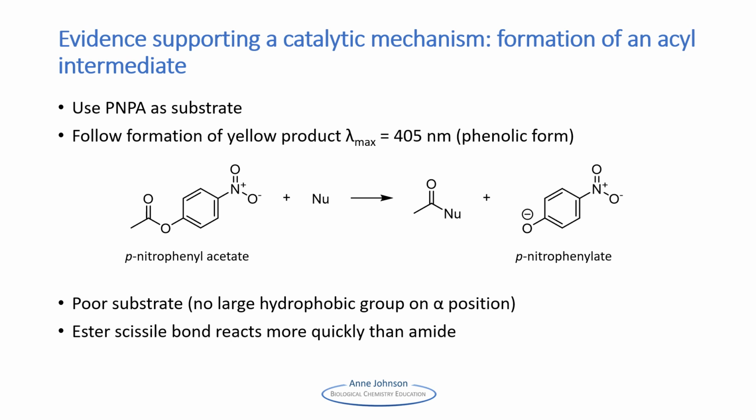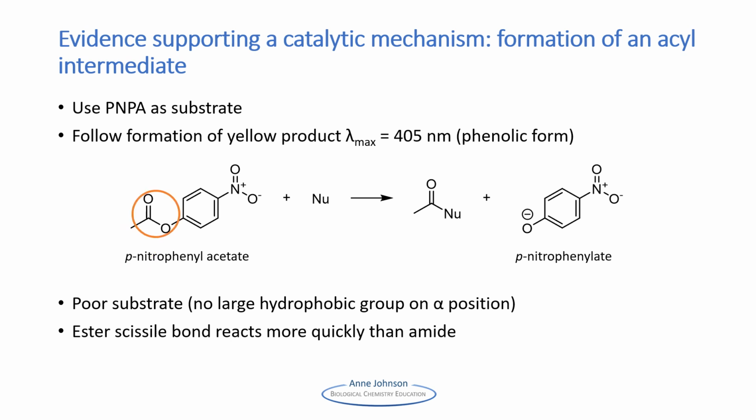By the 1950s, researchers were looking at many different possible substrates, particularly ones that yielded chromophoric products that could be detected easily by spectrophotometers. Paranitrophenyl acetate fits the bill. Hydrolysis of the compound yields a yellow anionic product that is easily detected spectrophotometrically at 400 nanometers. It is actually a poor substrate for the enzyme since it lacks a large hydrophobic group in the alpha position.